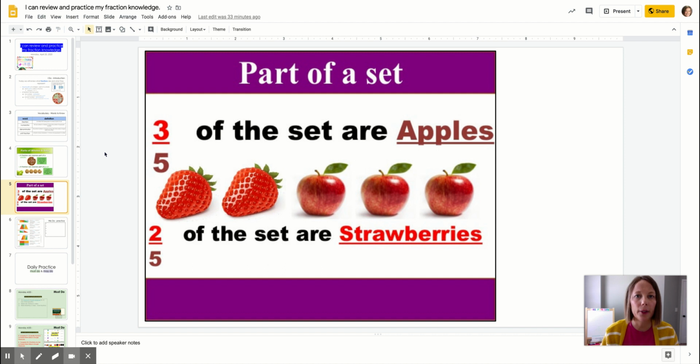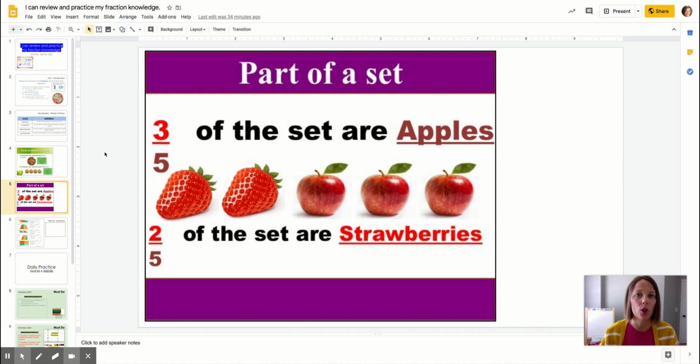When I talk about parts of a set, I need to count up how many pieces of fruit I have all together. That's my whole. And I have 5 pieces of fruit here. If I look at just how many are apples, there are 3 apples. That's my numerator. But I have 5 pieces of fruit total. That's my denominator.